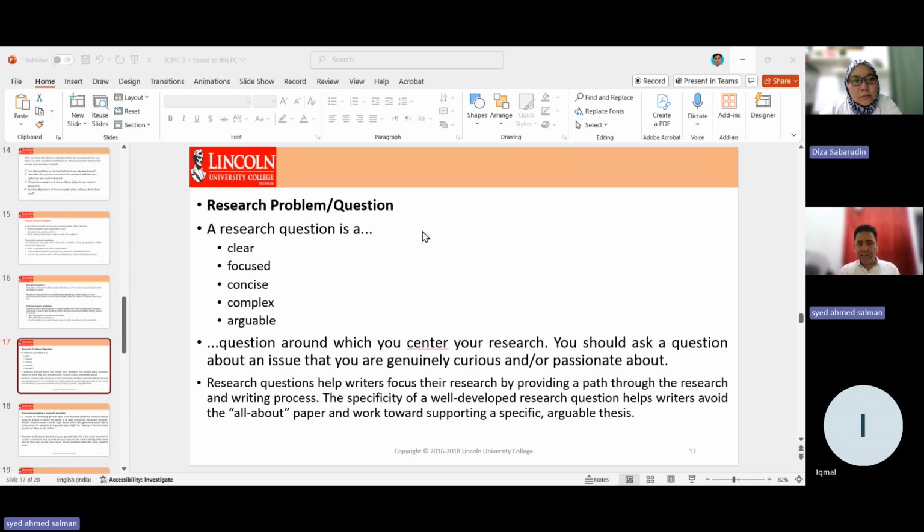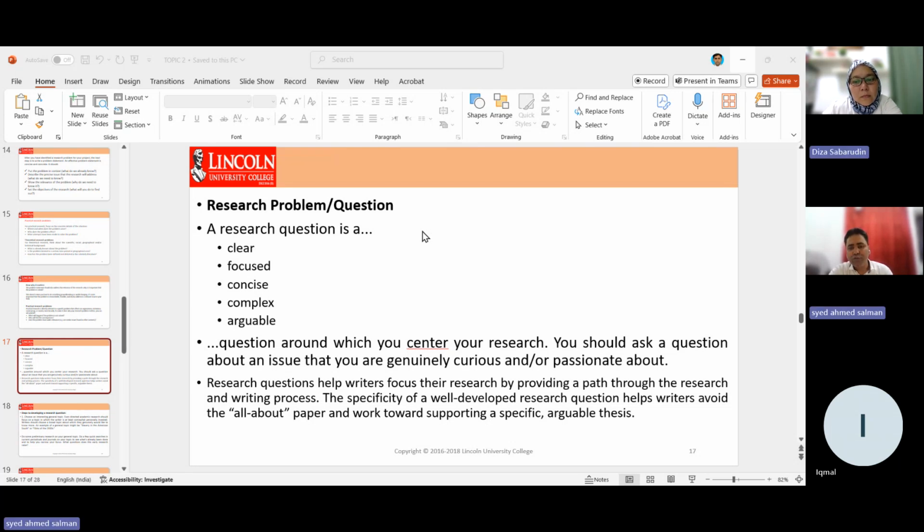Okay, the first thing is clear. The question is focused or not? Yes, it's focused. The question is concise or not? The question is complex or not? Yes. The question is arguable or not? Yes. So whenever you are developing the question, whenever you are preparing the questions, you have to understand these things in the question. If the above elements are not coming in the question, it means that something is missing in the question.